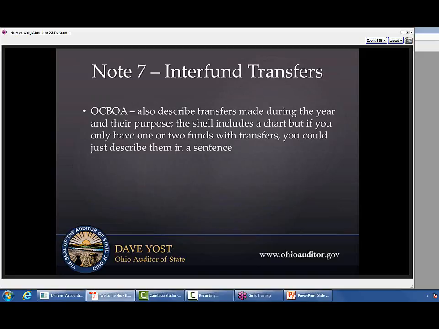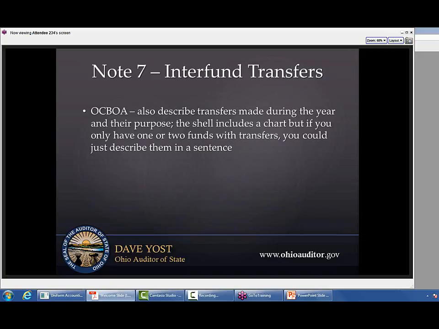Note 7, interfund transfers. For regulatory filers, you're not required to disclose any transfer information. However, if you file OCBOA, you have to describe transfers made during the year and their purpose.